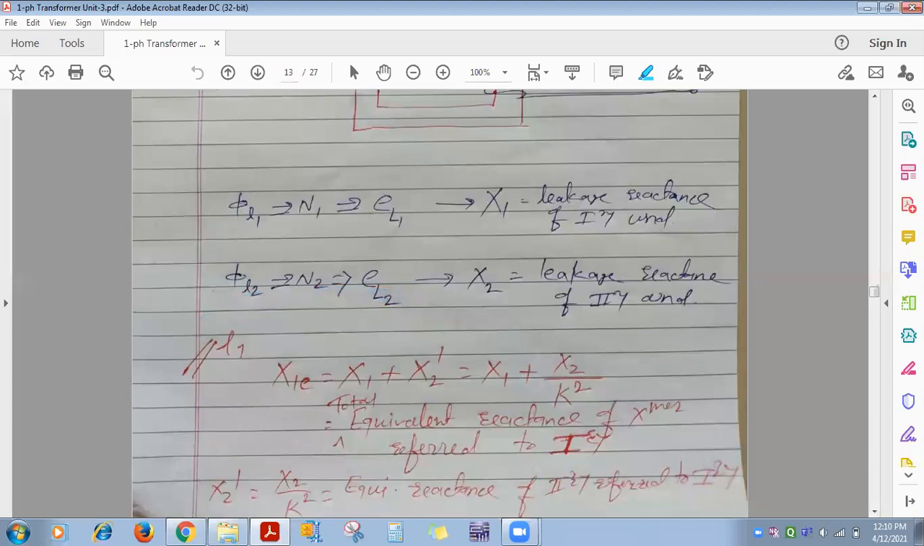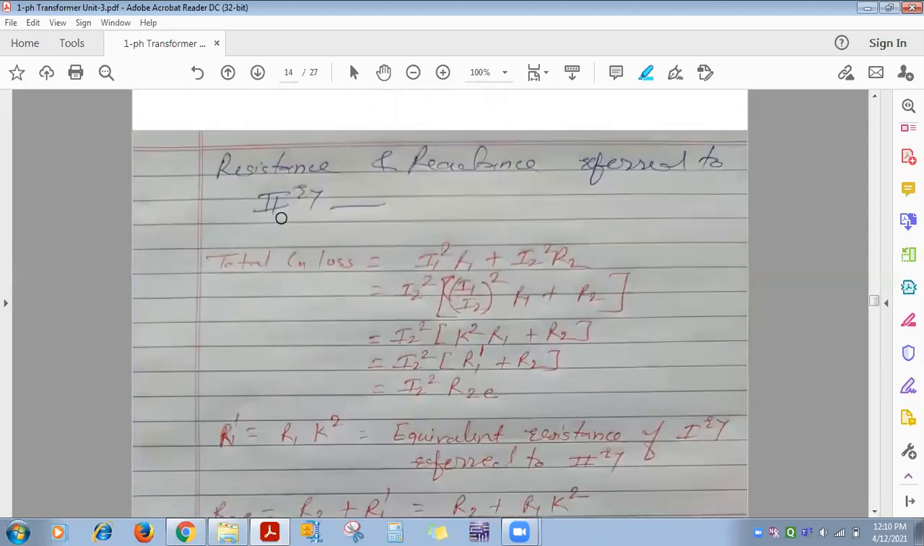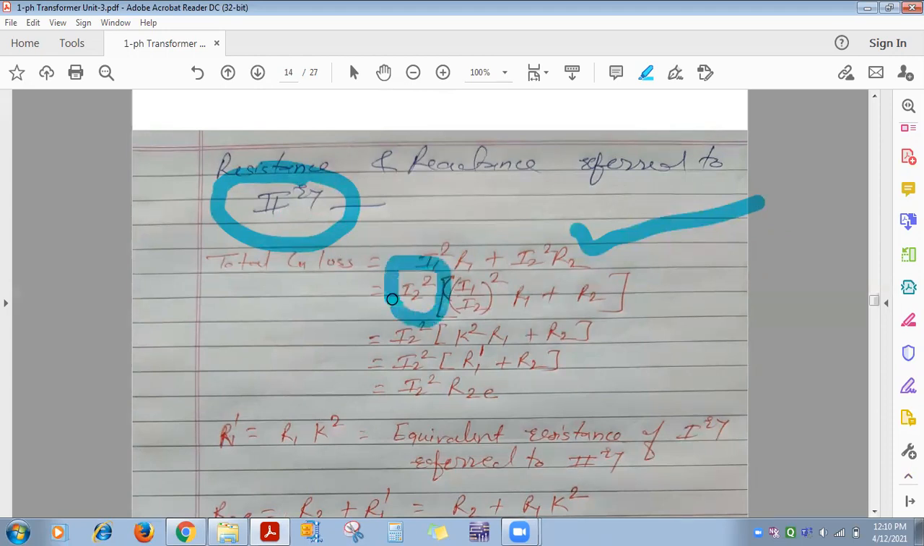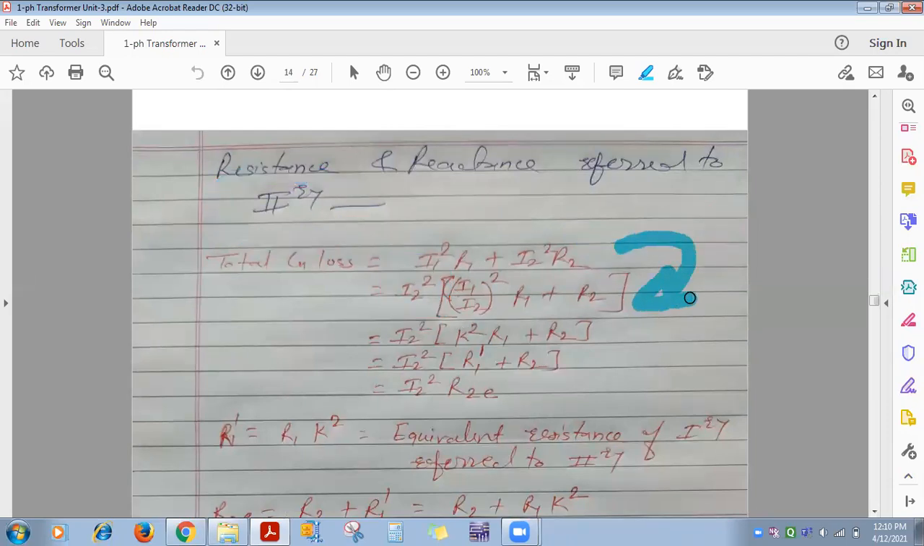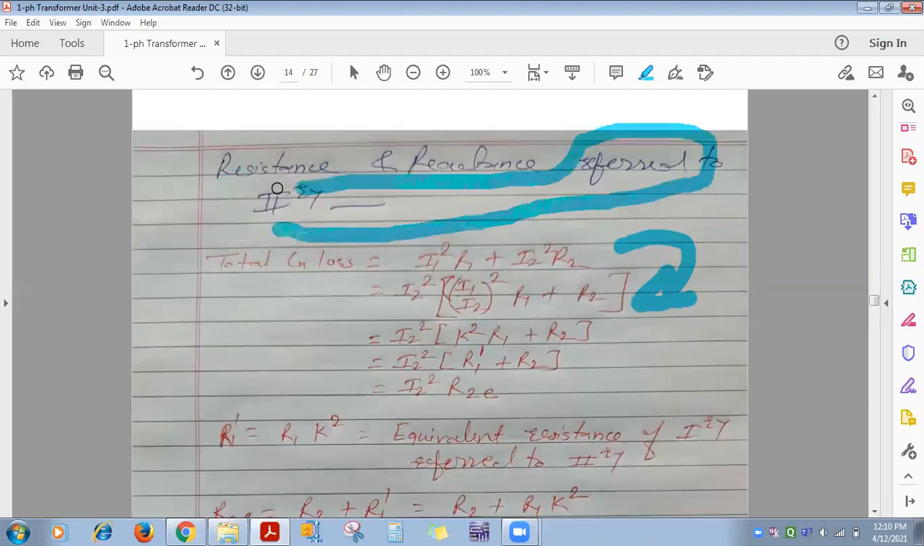Similarly, you can transfer parameters from primary to secondary also. Reverse thing. For that purpose, refer to secondary: I1 square you will take common, or I2 square, same as we did earlier. So its simplified form will be like this. Earlier we divided by K square, and for refer to secondary you have to multiply by K square.